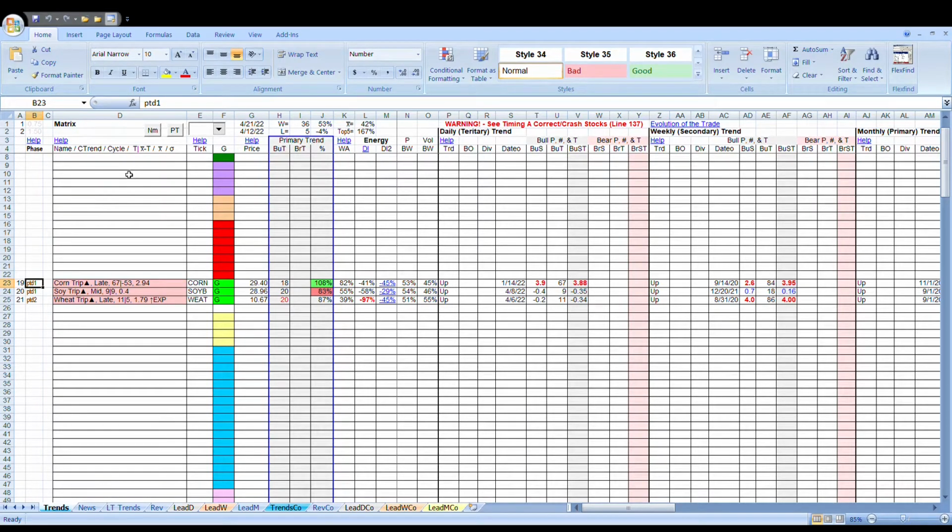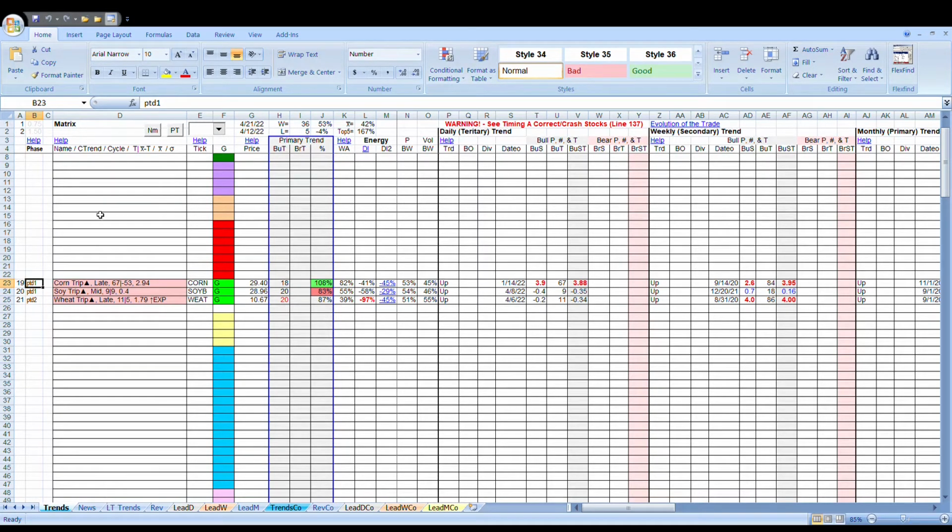You can see this is a form of the evolution of the trade inside the matrix. This is the trends tab. This is what we do when we go through reviews. But since we have ongoing reports for corn, soybeans, and wheat, I'm not going to dig into them in too much detail. You can go watch those reports. They're ongoing, a series of videos like this. We talk about what all these numbers mean.